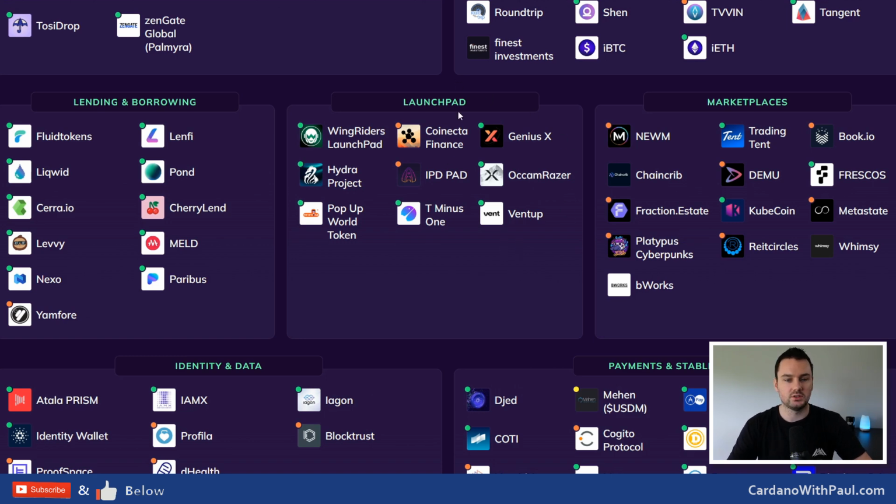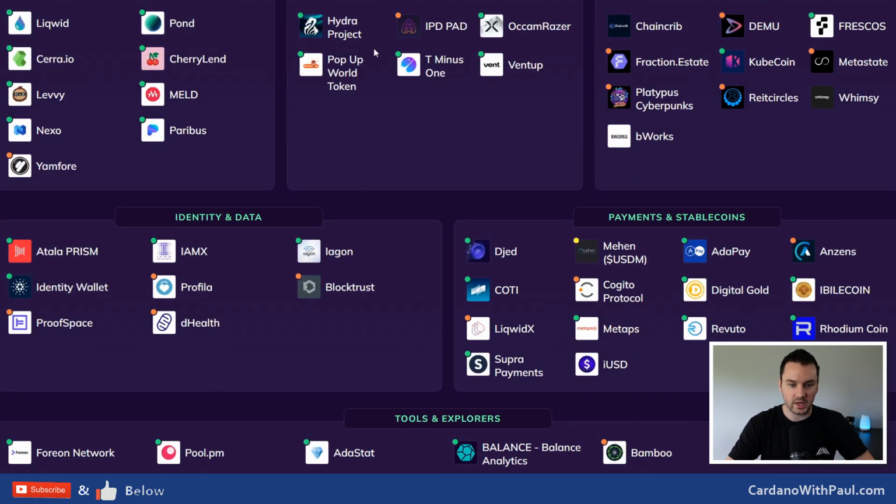Launchpads, you do have your launchpads just like you have on any other chain. You have Wing Riders, who have their launchpad. Coinecta is a new one that's coming out. Genius is live. Some of these, I'm not too sure on them. I think Occam is basically gone. T- is a new one. VentUp, which isn't just Cardano, it's on BSC too. Lots of options if you want to get involved in Cardano DeFi.